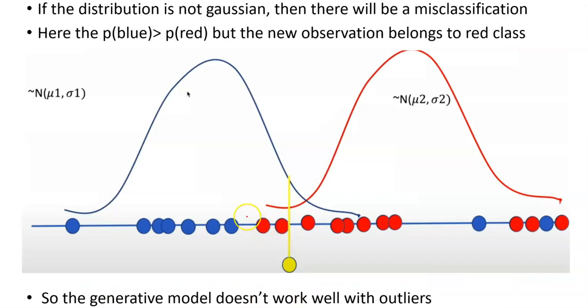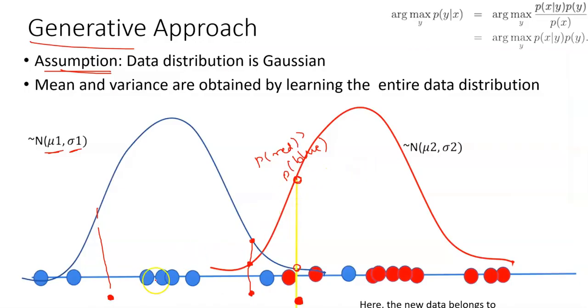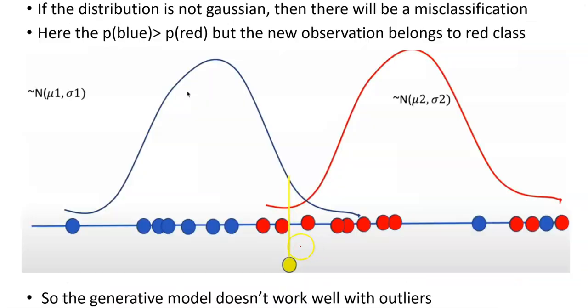The problem here is if the data is not normally distributed, or if the data distribution is not Gaussian, then there will be misclassification. In the previous case, you could see all the data points are distributed in a Gaussian manner. In this case, see here there are some outliers. These are some of the outliers.